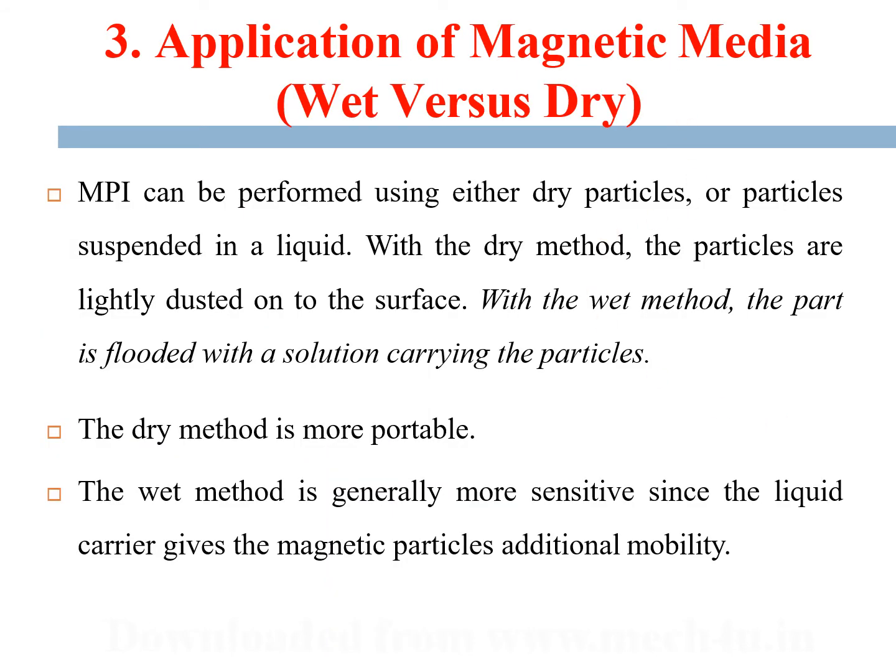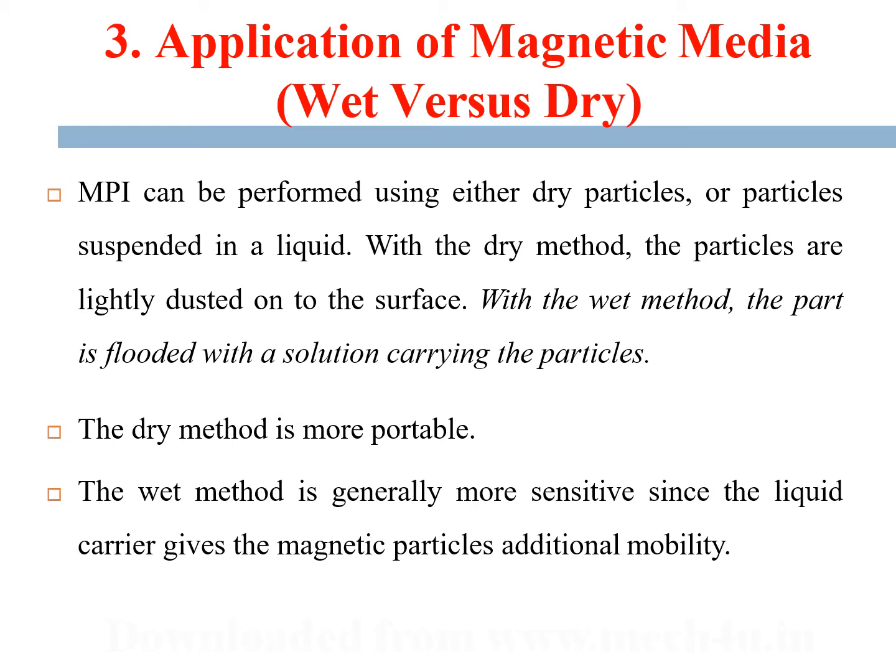Now, the third step is the application of the magnetic media. For testing the specimen, first we pre-clean the specimen, then we apply the magnetic field. Third is the application of the magnetic medium. The magnetic medium, or the magnetic particles, are introduced onto the specimen where the testing has to be conducted. These magnetic particles can either be dry particles or particles suspended in a liquid. In the dry method, the particles are lightly dusted onto the surface.